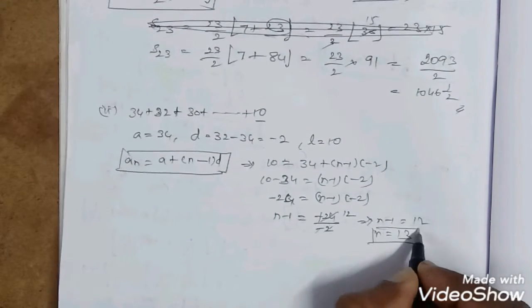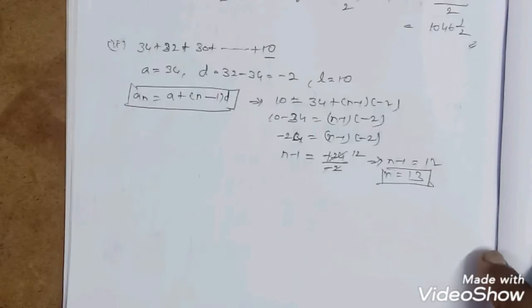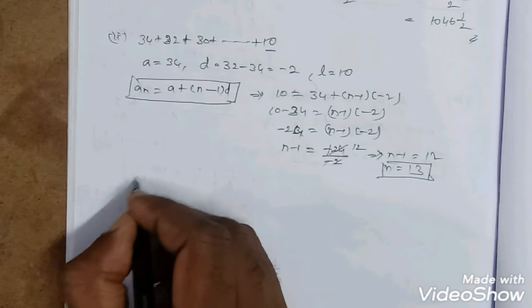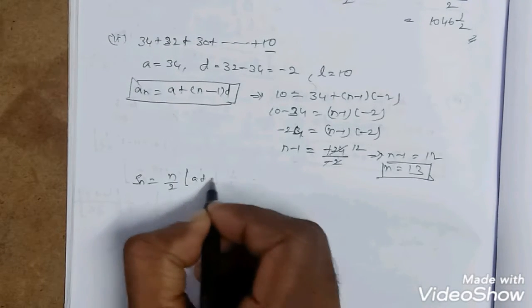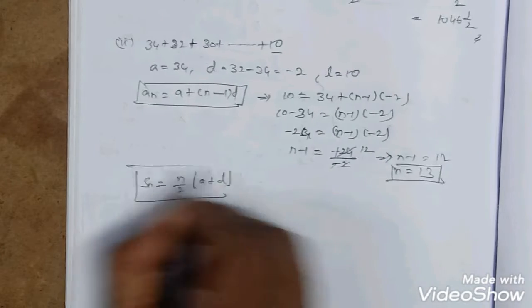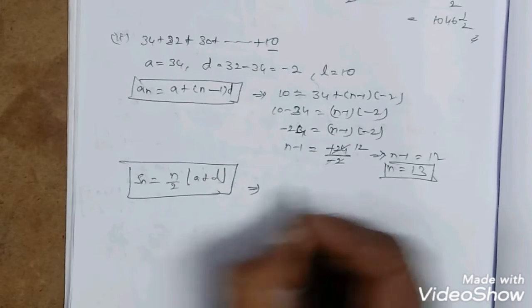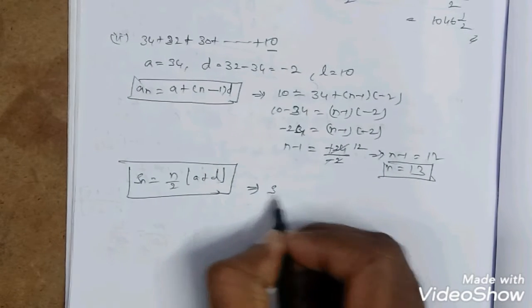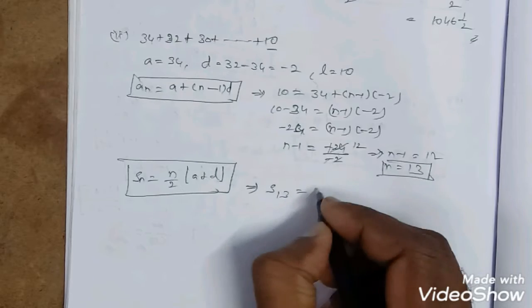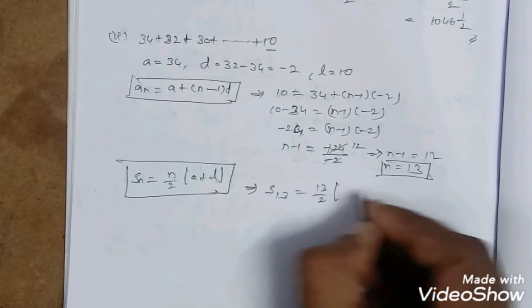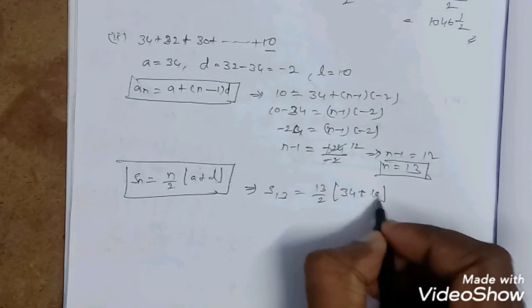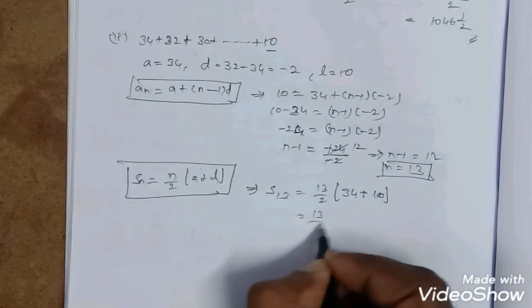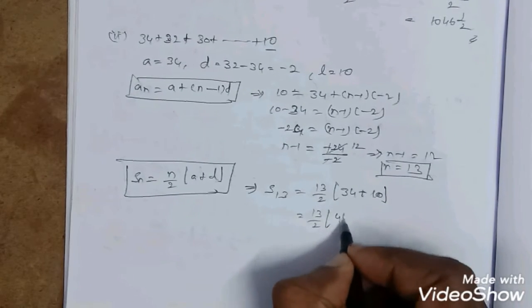So after getting the number of terms equal to 13, then you have to find the sum of n terms. Sum of n terms is nothing but n by 2 into a plus l, right? Now use this formula to find the sum of n terms. So Sn, that is S13, is equal to 13 by 2 into a value is 34 and l value is given as 10. So here 13 by 2, 34 plus 10 is 44.